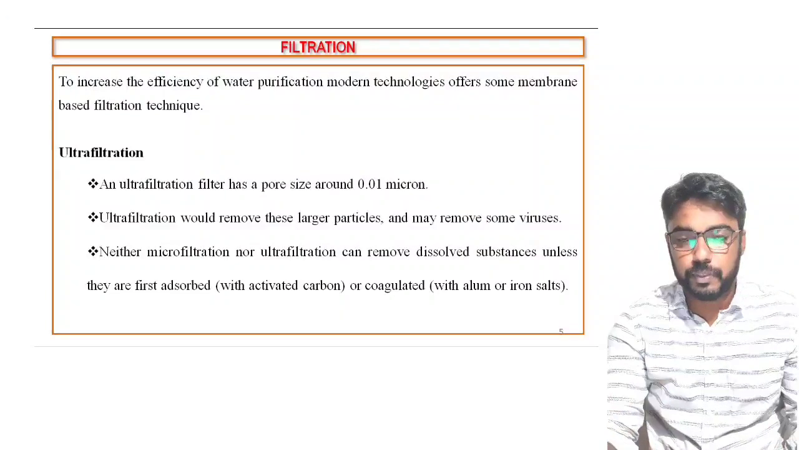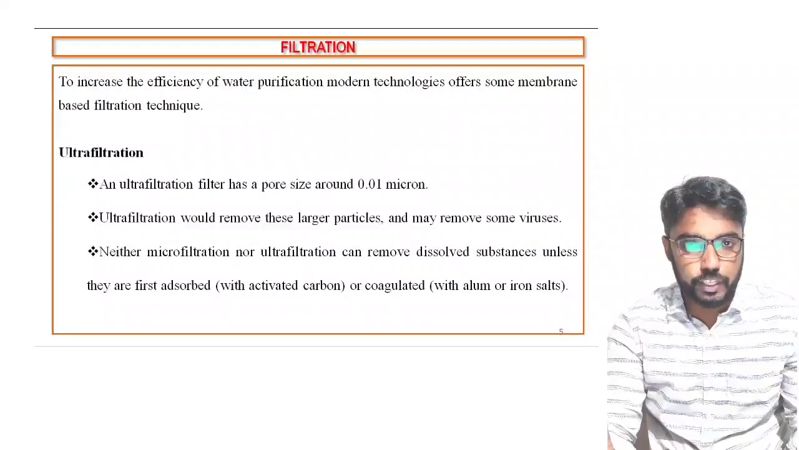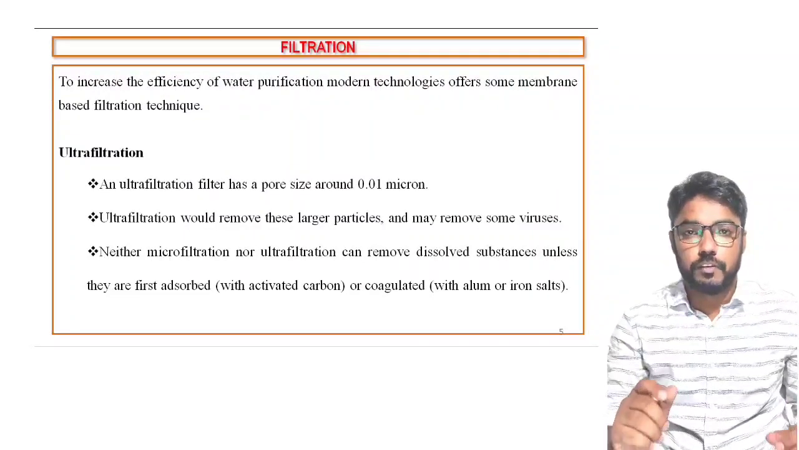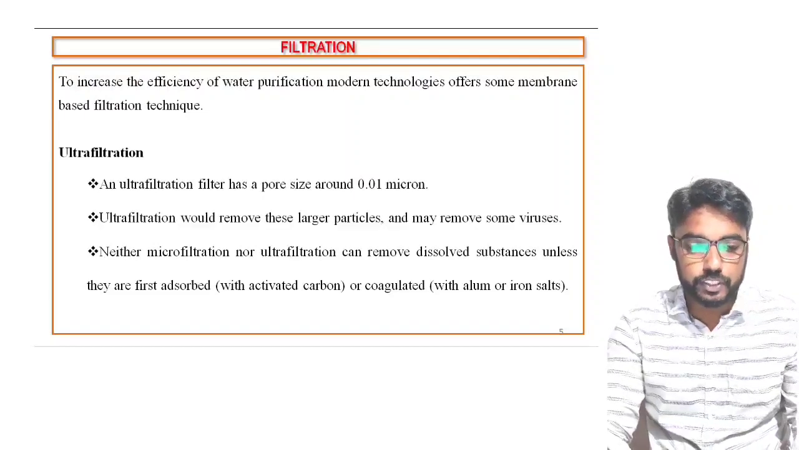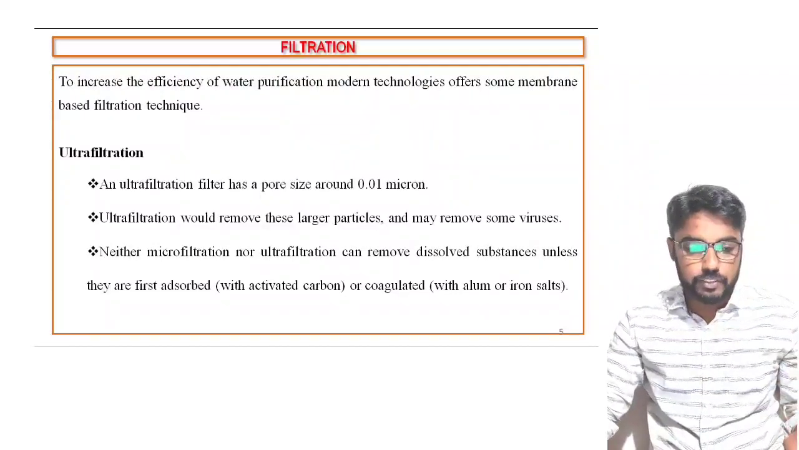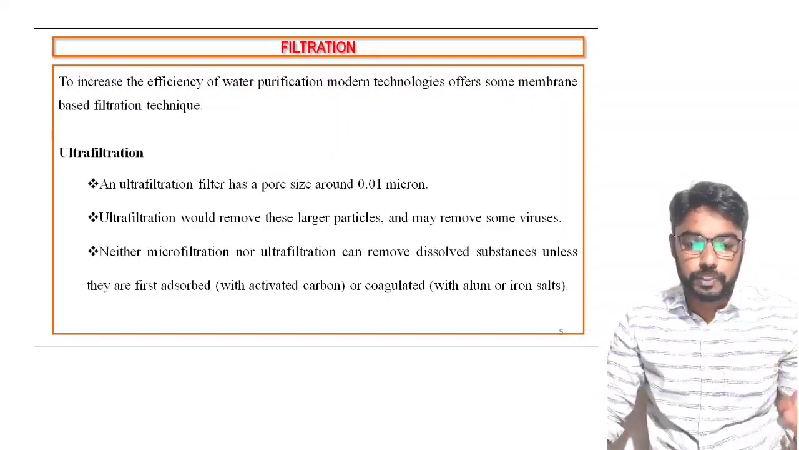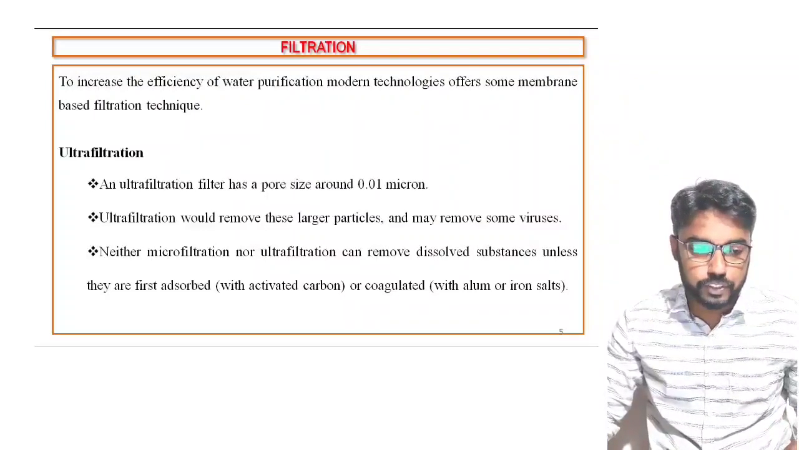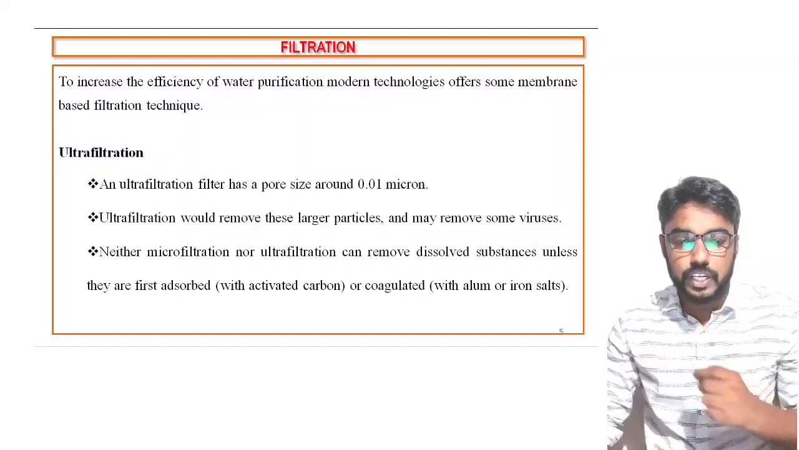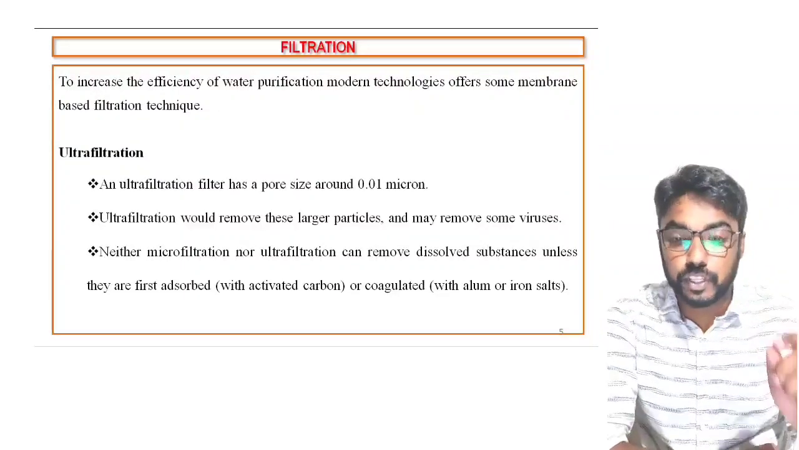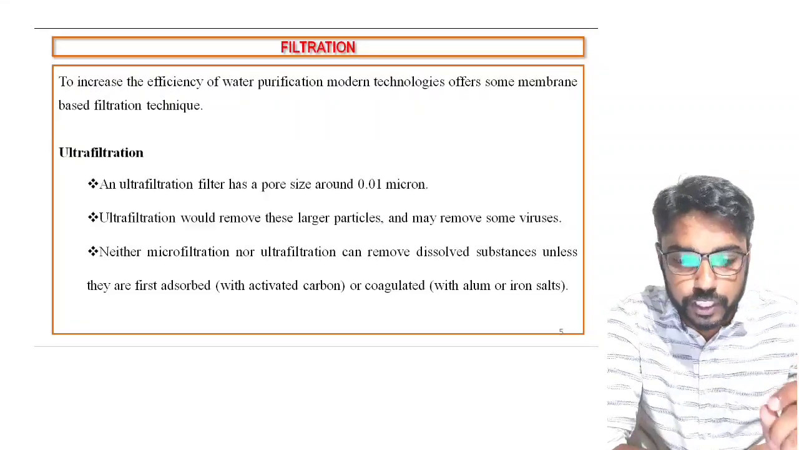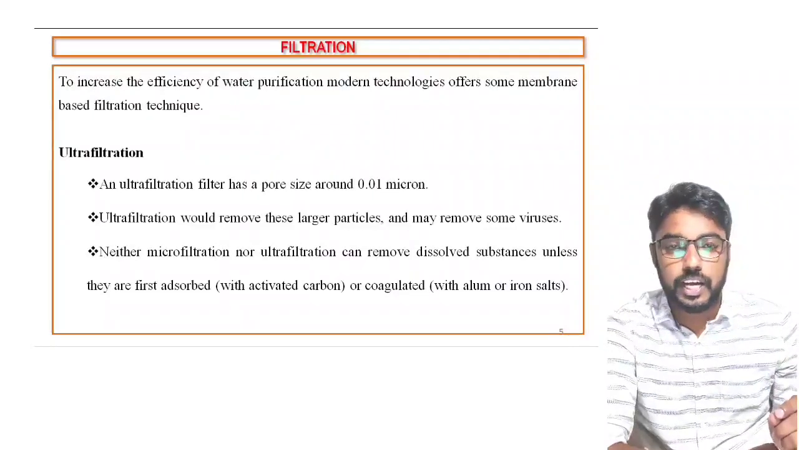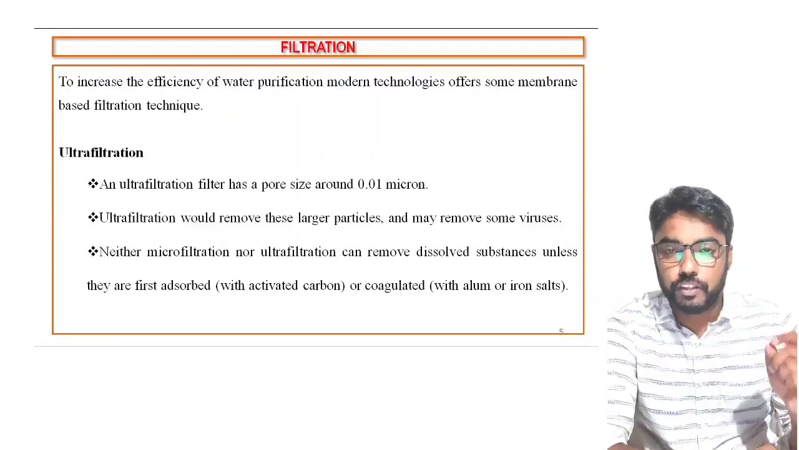And sometimes this filtration method will not work efficiently. At that time, modern technologies offer some membrane-based filtration methods like ultrafiltration, nanofiltration, and reverse osmosis, which is also one of the modern techniques of filtration. First we can see ultrafiltration. An ultrafiltration filter has a pore size of around 0.01 micron, and it would remove large particles, and it may remove some viruses also.